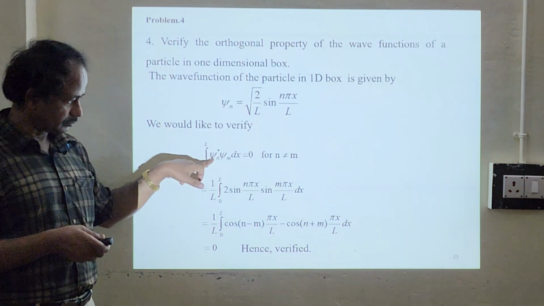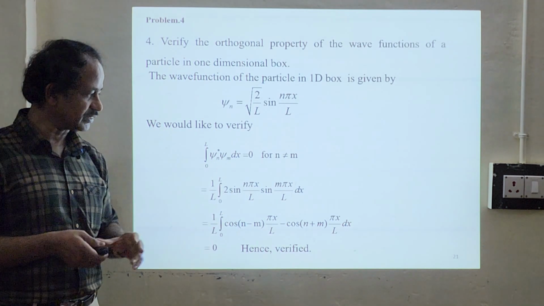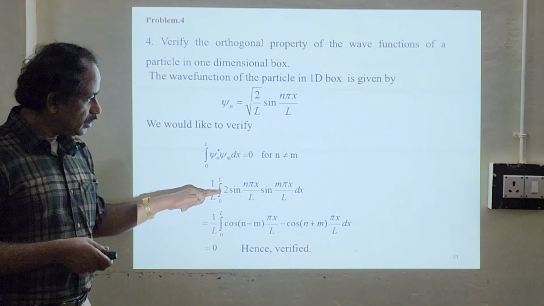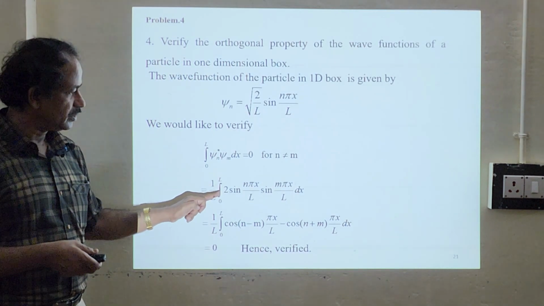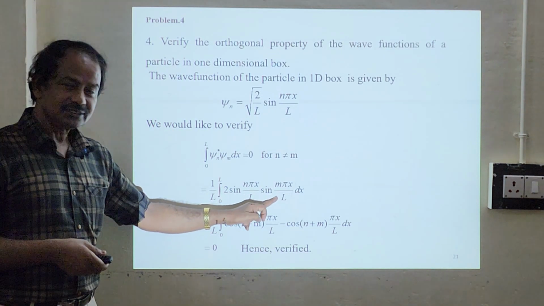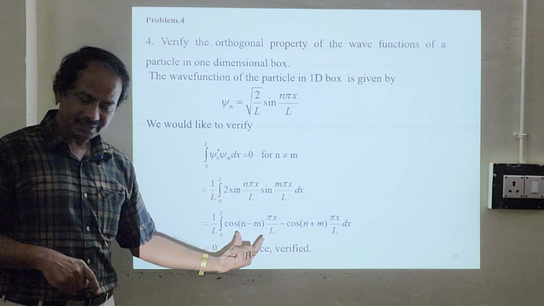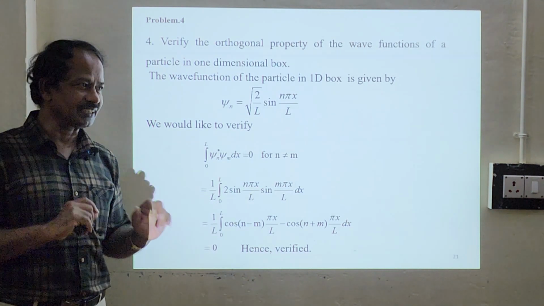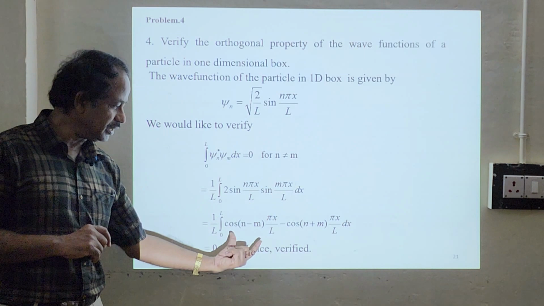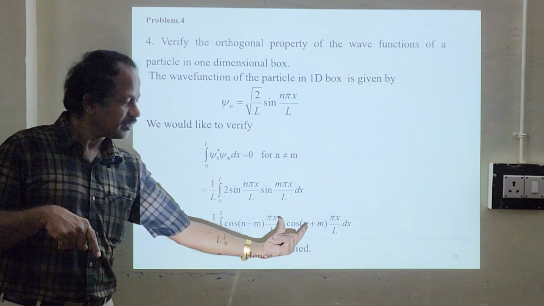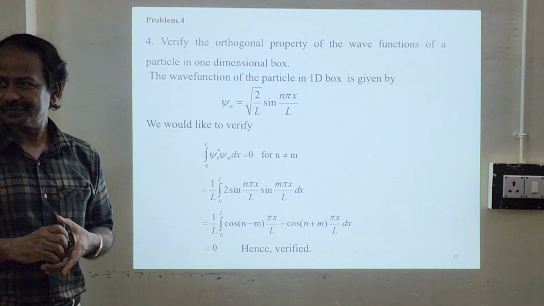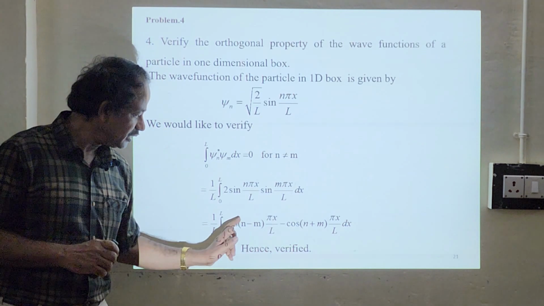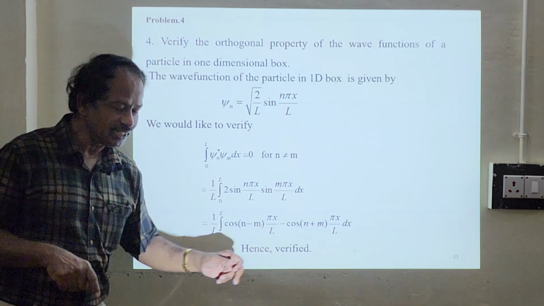You substitute for psi n of x and psi m of x, and you will have these two expressions. Of course, the formula goes like this: 2 sin a sin b is equal to cos of a minus b minus cos of a plus b. Now you are going to integrate, and you will get only sine terms.